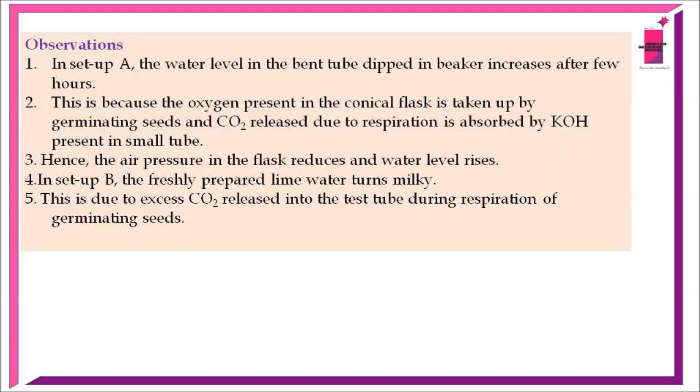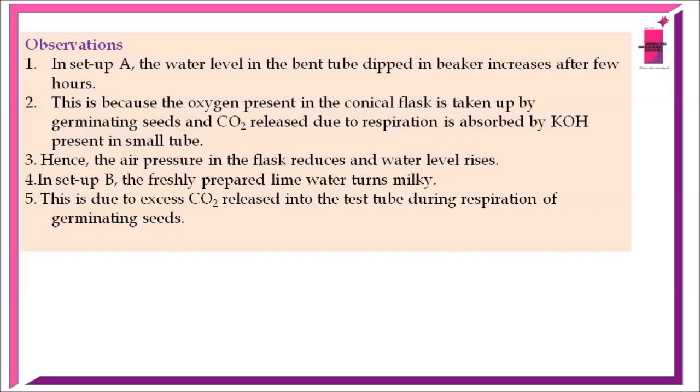Observation. In setup A, the water level in the vent tube dipped in a beaker increases after a few hours. This is because the oxygen present in the conical flask is taken up by the germinating seeds and carbon dioxide is released due to respiration, which is absorbed by potassium hydroxide solution present in a small tube. Hence, air pressure in the flask reduces and water level rises.